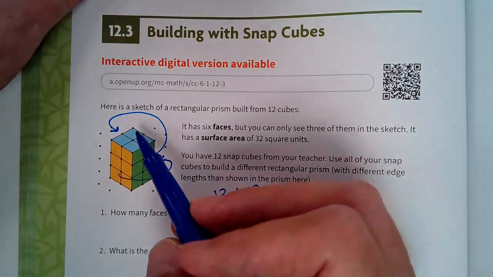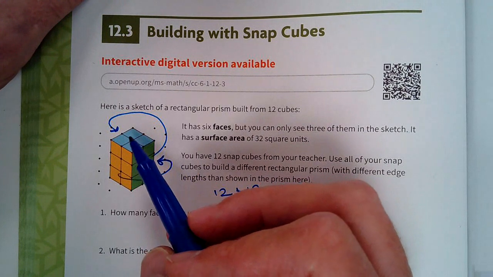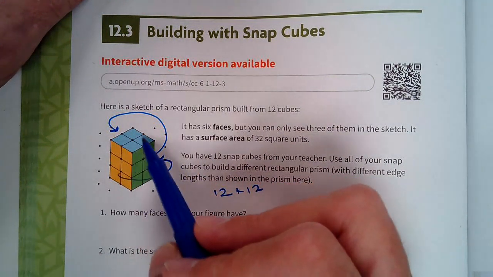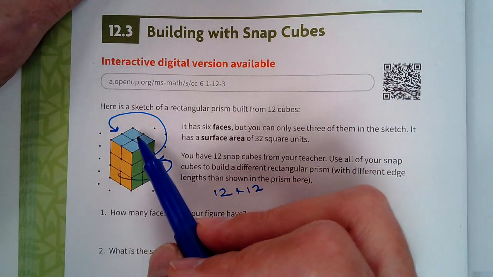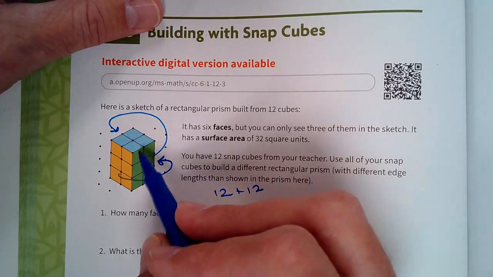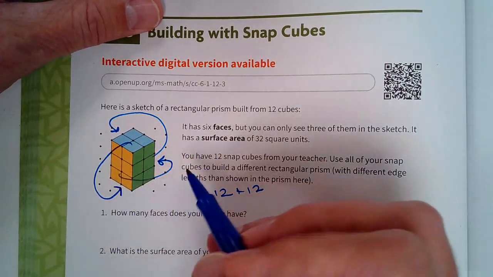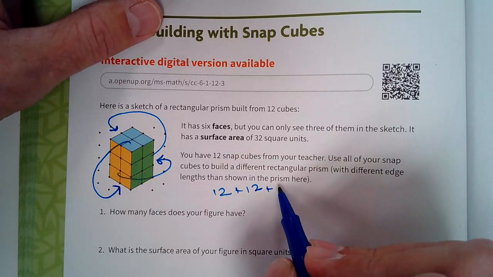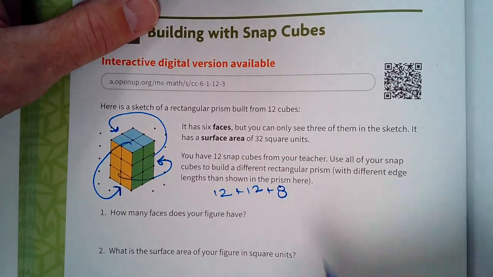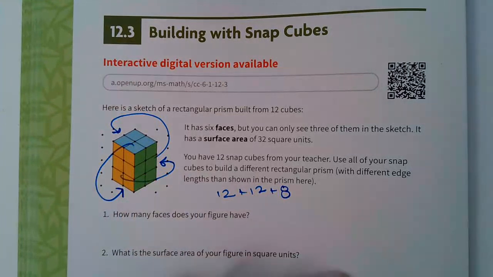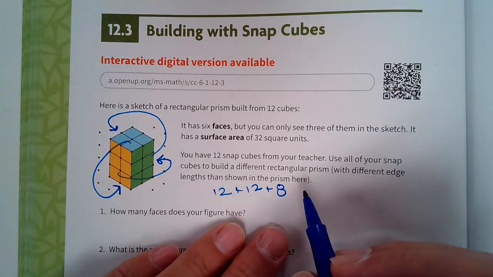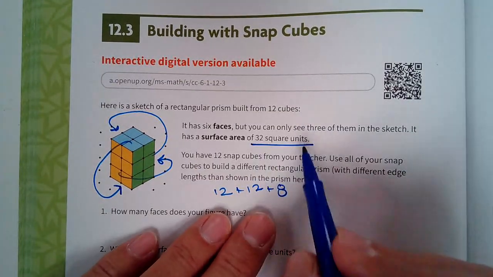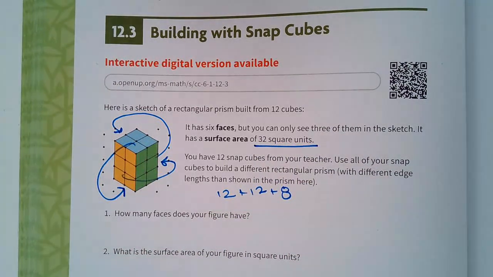Yeah, but they're all part of the same cube. And then the top part in blue, there's how many? 4. And then the bottom that we can't see, that's what? 4. So it's 8. What's 12 plus 12? 24. 24 plus 8 is? 32. That's why they said it's 32 square units.